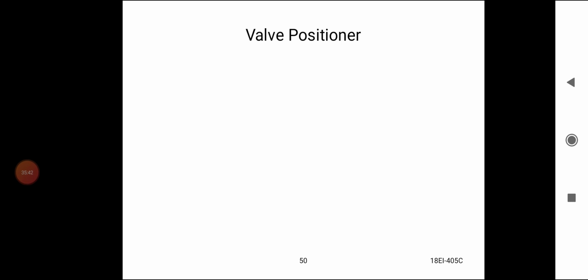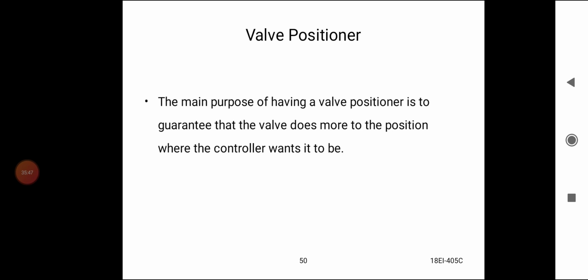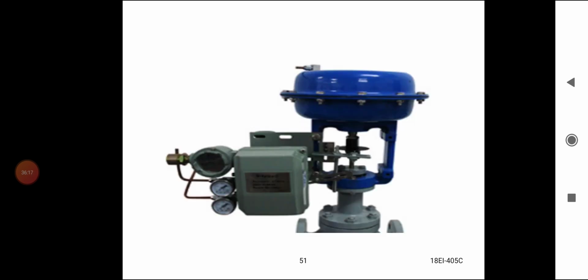Valve positioner. Next topic is valve positioner. The main purpose of having a valve positioner is to guarantee that the valve does not move to the position where the control wants it to be. A typical valve positioner is shown in the slide.